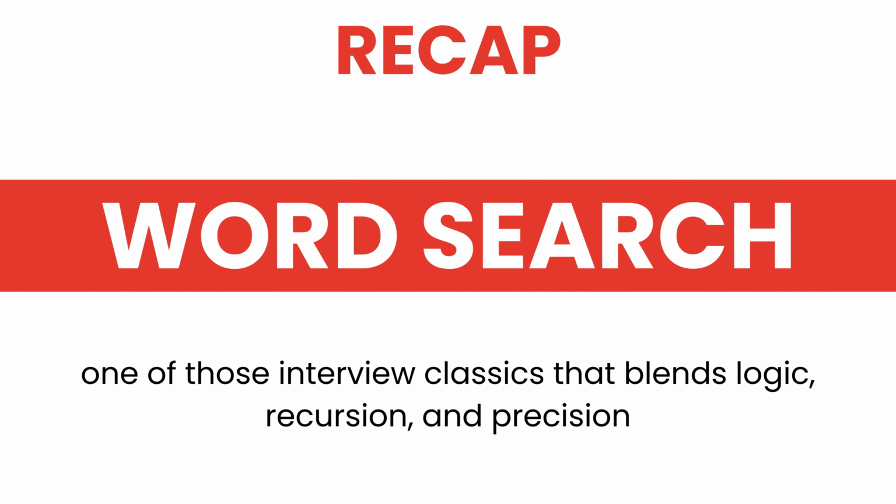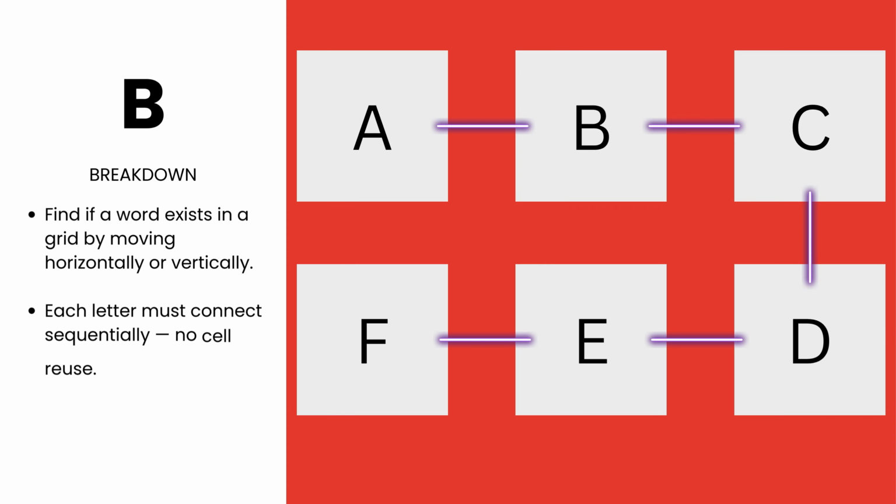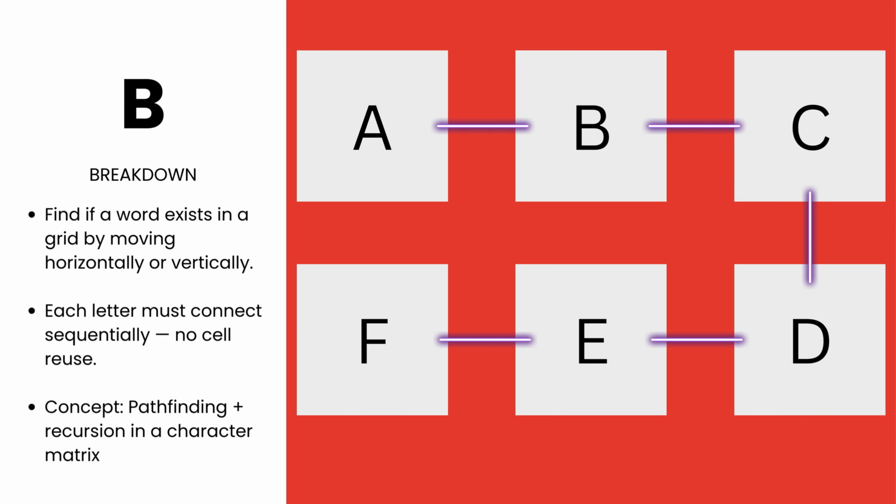Let's wrap it up. The word search problem is one of those interview classics that blends logic, recursion, and precision. It's the ultimate test of how well you handle grid traversal without getting lost in the details, or revisiting the same cell twice. We began by understanding the challenge: given a grid of letters and a word, we need to check if that word can be formed by moving through adjacent cells, horizontally or vertically, without reusing any cell along the way. It's about exploring every valid path to see if the word can be built in sequence.